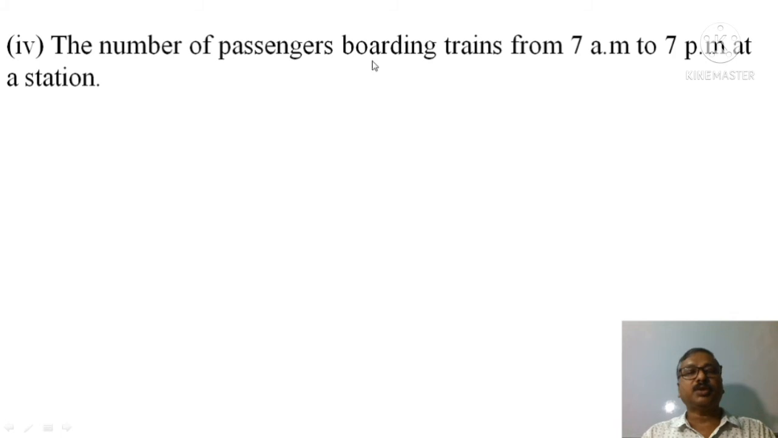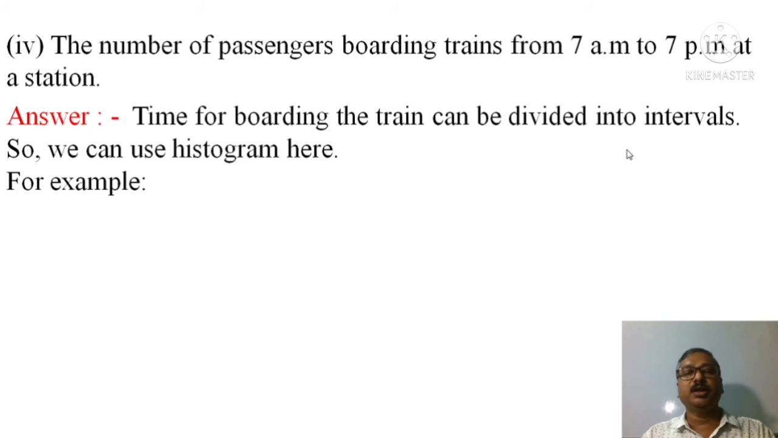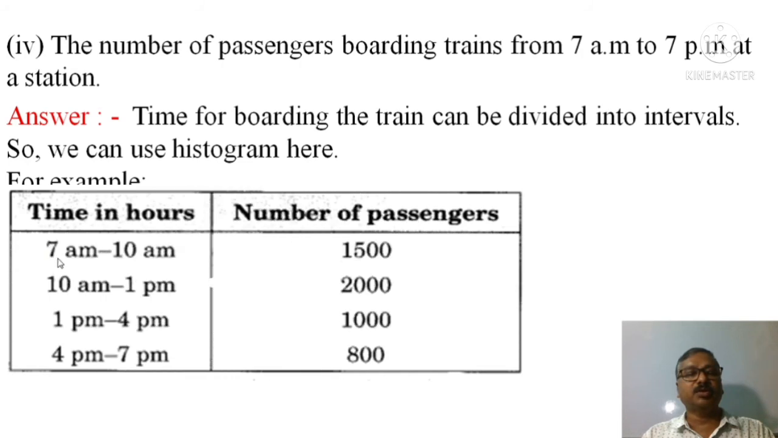The next question is the number of passengers boarding trains from 7 AM to 7 PM. During these 12 hours, how many passengers are boarding? Here we can use a histogram, since we can divide the time period from 7 AM to 7 PM into different intervals. See the example: 7 AM to 10 AM, within 3 hours, there are 1500 passengers. 10 AM to 1 PM, in the next 3 hours there are 2000 passengers. 1 PM to 4 PM there are 1000 passengers, and 4 PM to 7 PM there are 800 passengers. In this way we can draw a histogram, since we can divide the time into class intervals like this.